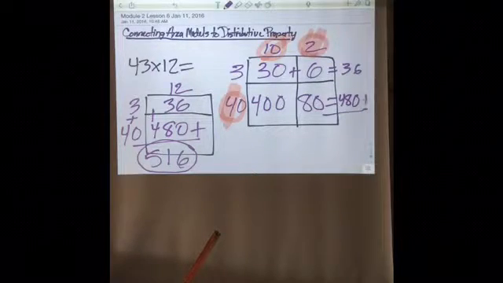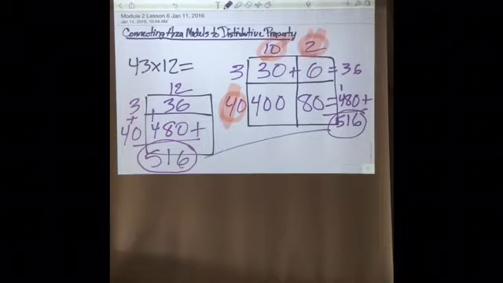Then we can add these together. Okay? 6 plus 0 is 6. 8 plus 3 is 11. And 4 plus 1 is 5. 516, which is the same as the one that we got previously, right?